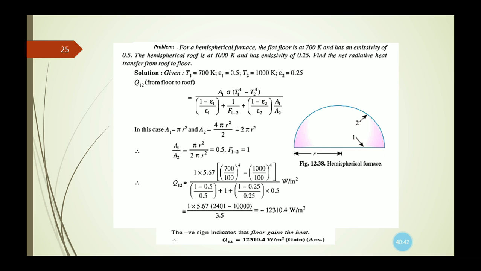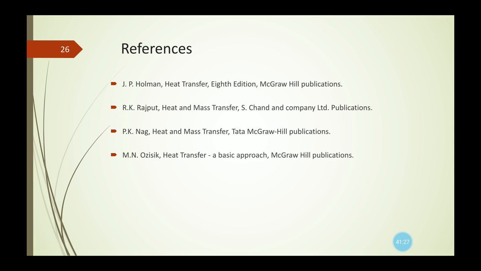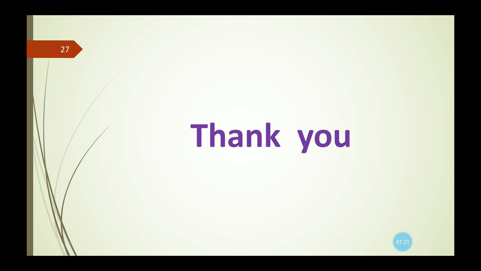As Q12 is negative, that means from 1 to 2, from the floor to the roof, it is negative. So ultimately the floor is actually gaining the heat. This is the physical significance of the negative sign in this numerical. We can also write this answer as Q12 equals the positive magnitude, 12,310.4 watt per meter square. But if we use this positive value, then we should write that the floor is gaining the heat from the hemispherical surface. That gain term should be there if we use the positive value of the result. So this is the end of this lecture.